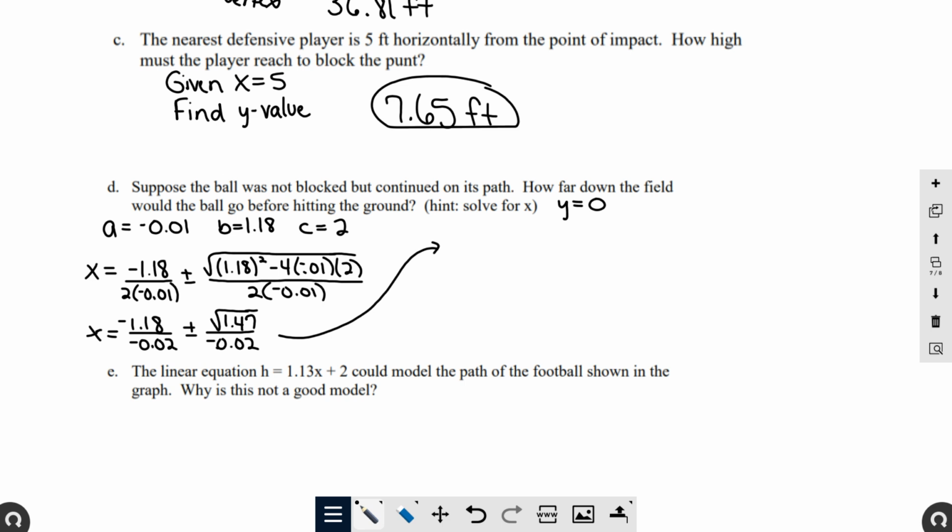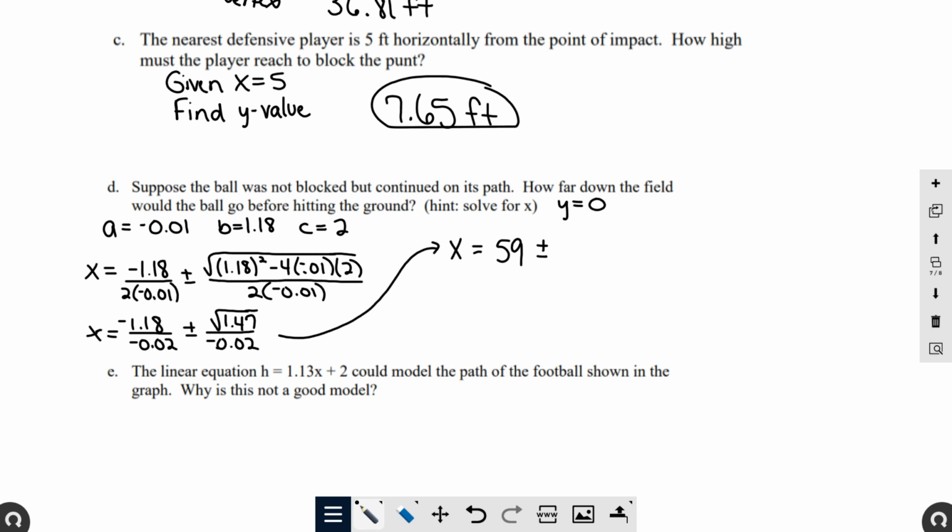Now what we're going to do is just divide these two numbers out. Keep the plus or minus, but just go ahead and divide. Negative 1.18 divided by negative 0.02 is 59. We've seen 59 before, haven't we? It was the vertex part. That's always going to be the same, the x part of your vertex. Then that plus or minus.